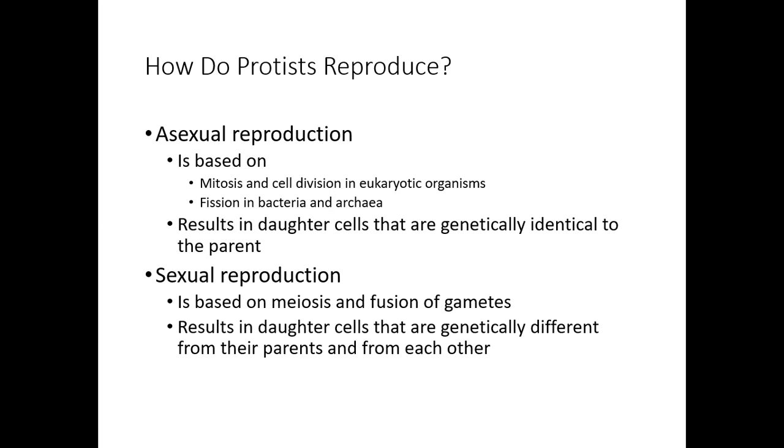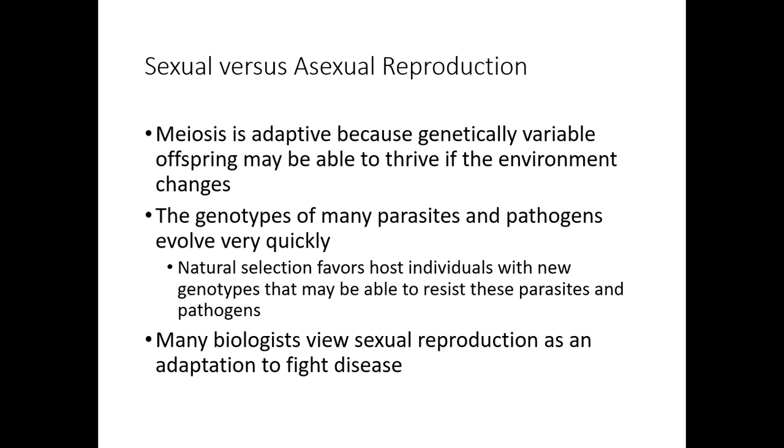So some organisms have adapted to each of these situations, or some rely on both, which we'll see, like the protists. It's like I said, meiosis, very adaptive because of the genetically viable offspring. You have differences, and those differences allow for evolution. The genotypes in the DNA in general of many parasites and pathogens evolve very quickly. So natural selection is going to favor individuals with new genotypes that may be able to resist these parasites and pathogens.